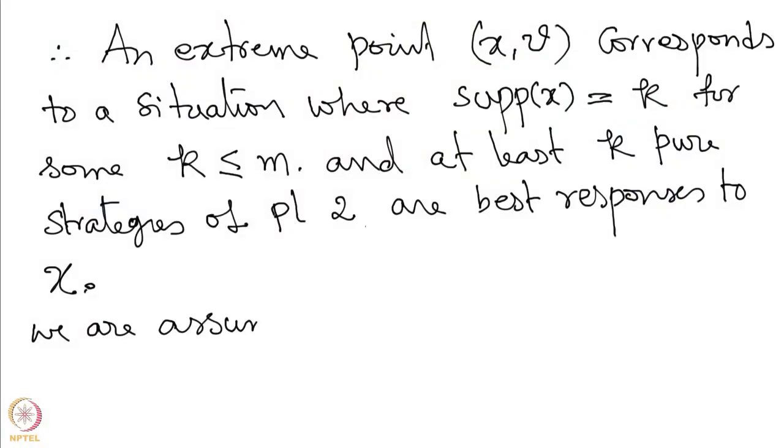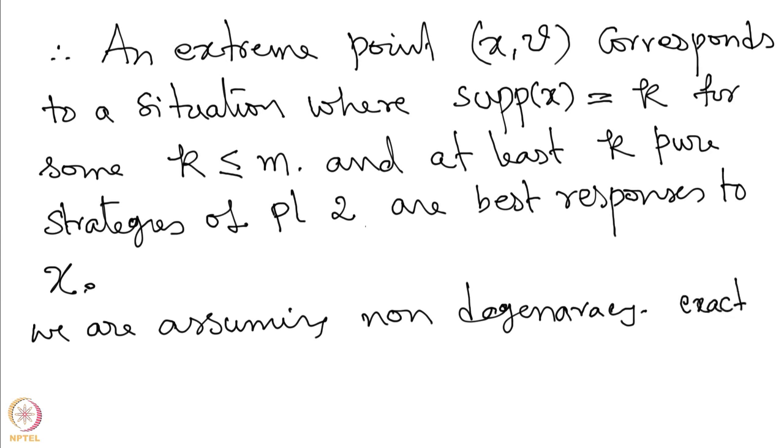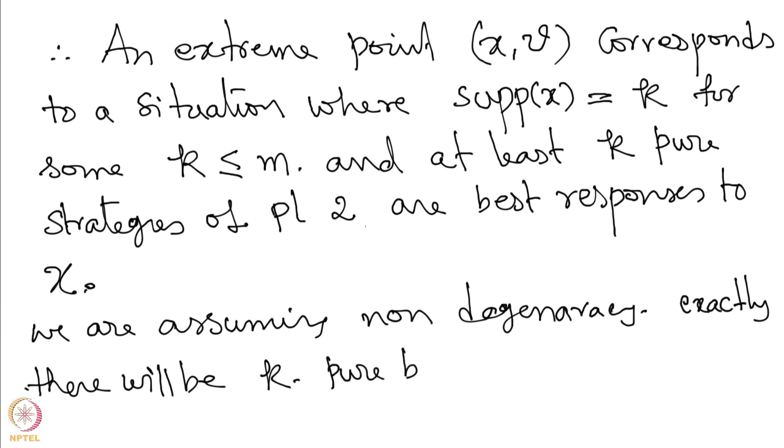Of course, we are assuming non-degeneracy. So the non-degeneracy we are assuming because of this. So exactly k, there will be k pure best responses of player 2.